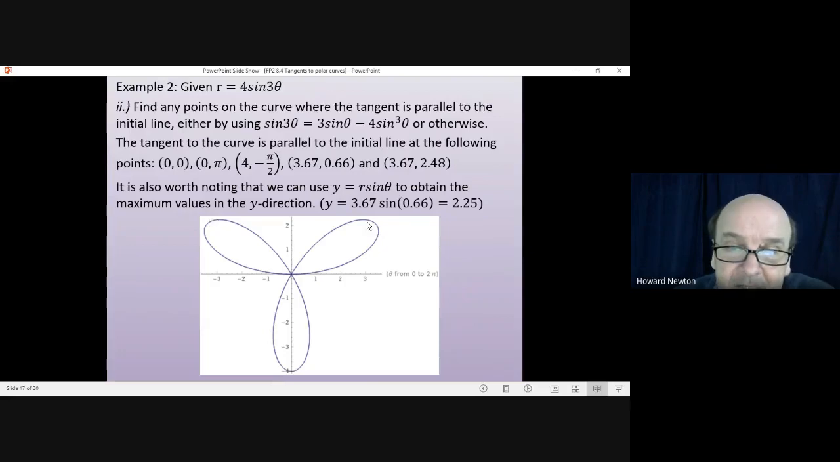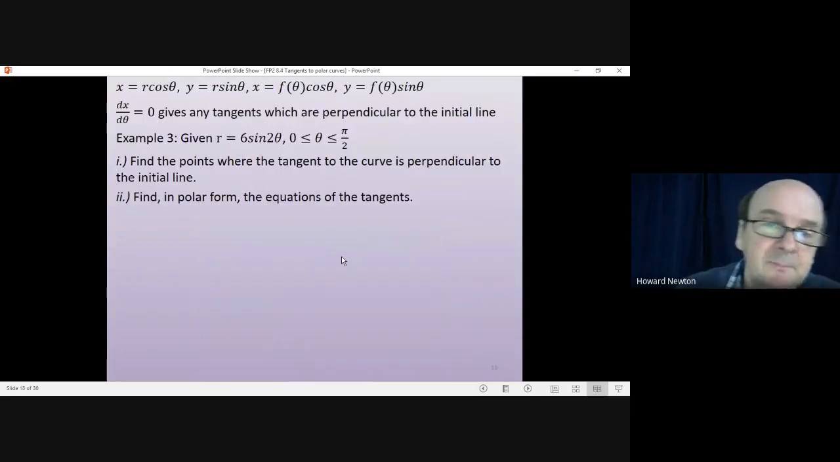But these 2 points here, that's where you would get the maximum value in the y direction, and they will be these points here at 3.67, 0.66, and 3.67, 2.48. Substituting those into y equals r sine theta, we can find the y coordinate. And you get 2.25 in both cases. And those will be the 2 points where you get the maximum value for y. It's worth remembering that.